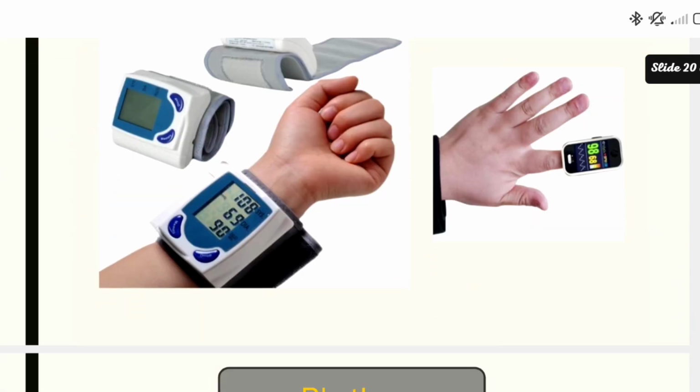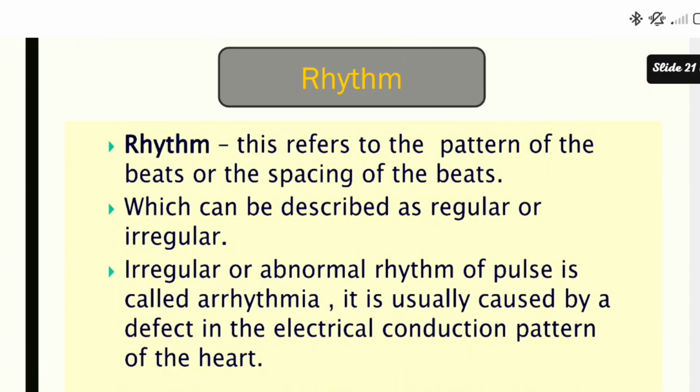This is a pulse oximeter. With the help of it we measure the pulse rate, right? And then we discuss the rhythm. Rhythm means pattern of beats or spacing of the beat, right? It can be regular or irregular. If the rhythm is irregular or abnormal, that is called arrhythmia. It occurs due to any defect in the electrical conduction pattern of the heart.